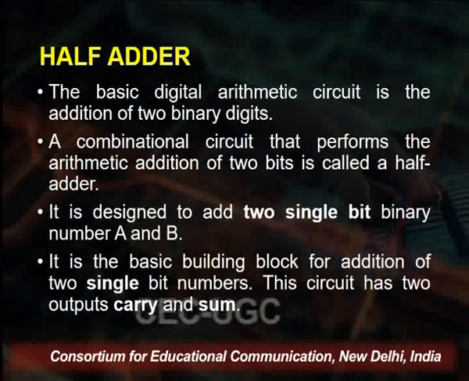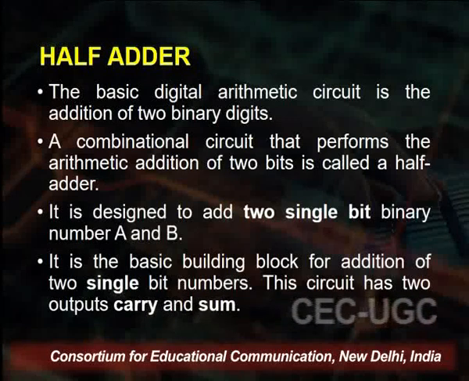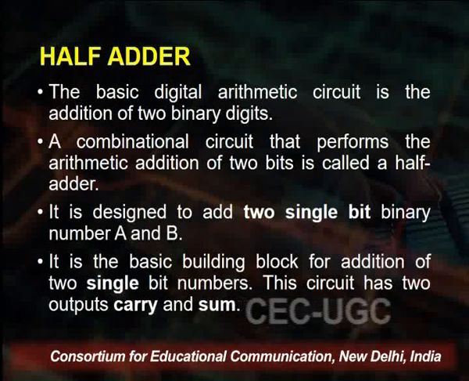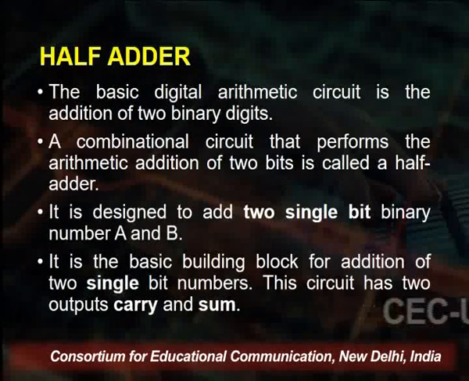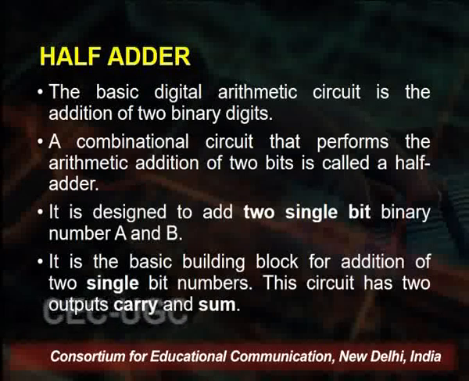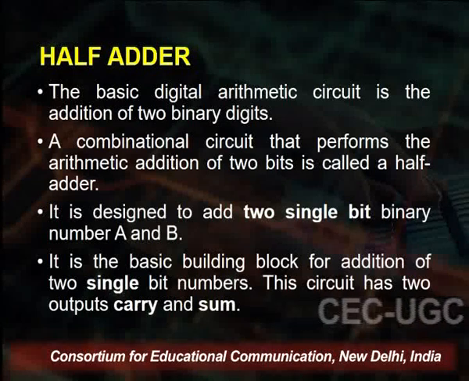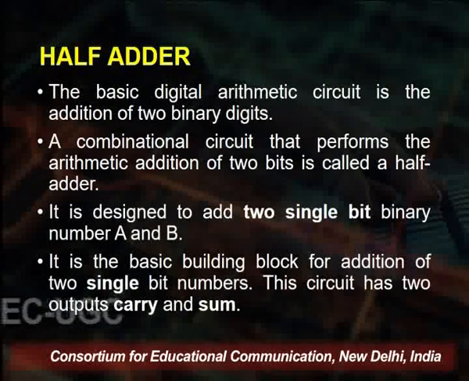Let's start understanding it. The basic digital arithmetic circuit which is used for addition of two binary digits is called a half adder circuit. This combinational circuit performs the arithmetic addition of only 2 bits, and that is why it is called half adder. It is designed to add two single bit binary numbers A and B. So this is a basic building block for addition of two single bit numbers.